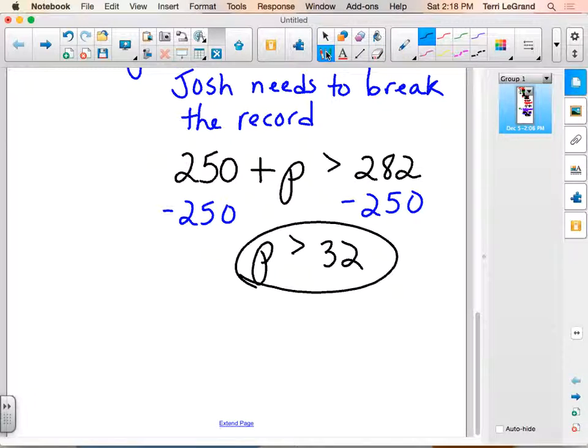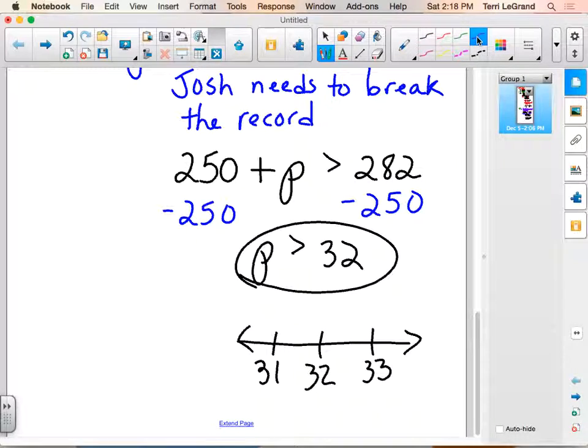So let's do our number line graph. We have 32, integer neighbor to the right, 33, integer neighbor to the left, 31. We have our circle at 32. 32 would tie the record, so we can't include that. He wants to break it, so we need all these numbers that are greater than 32 to be represented.